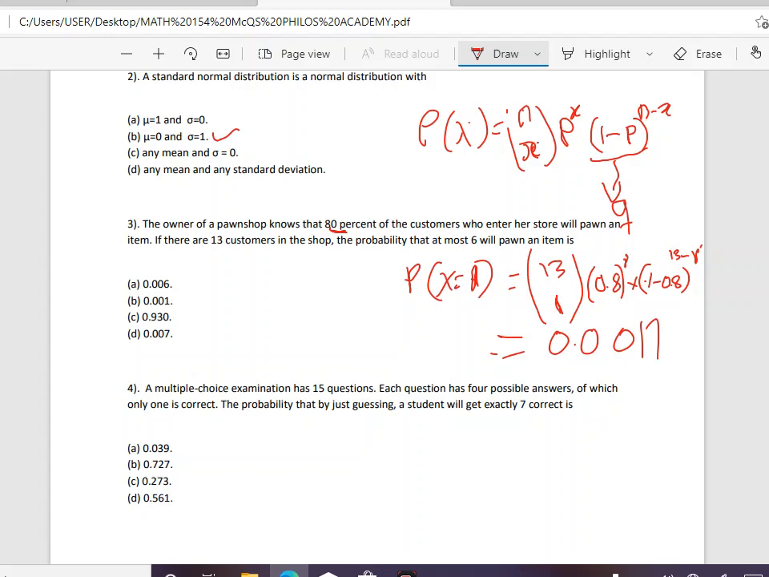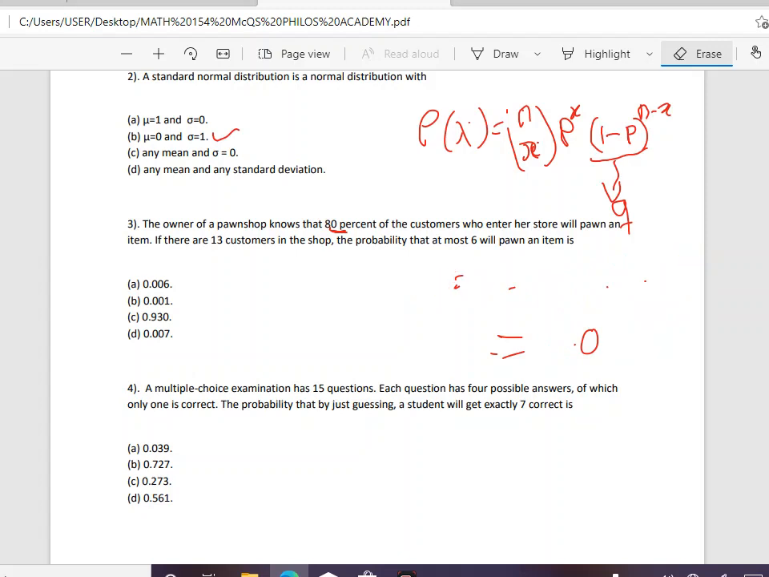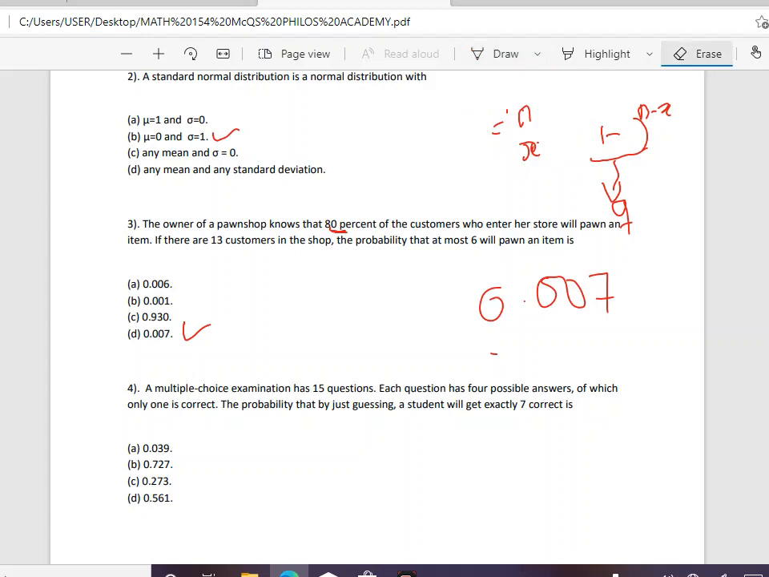Then you add everything together. Because of time, I won't do it. Please, I want you to do that, okay? So, when you add everything together from 0 to 6, your answer will be D. The answer will be D. You get 0.007. So the answer for this is D. Okay. So let's move.